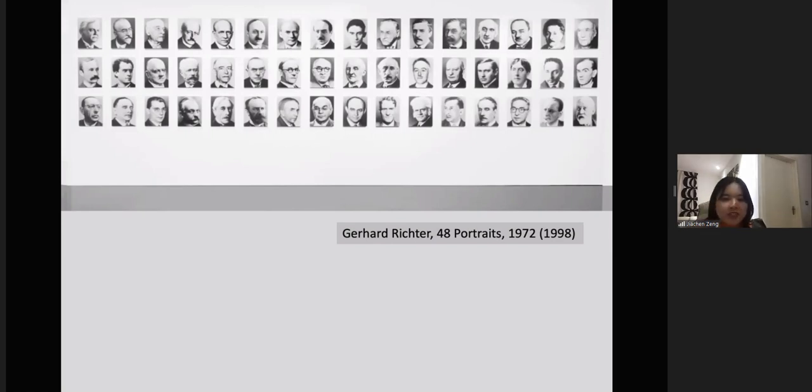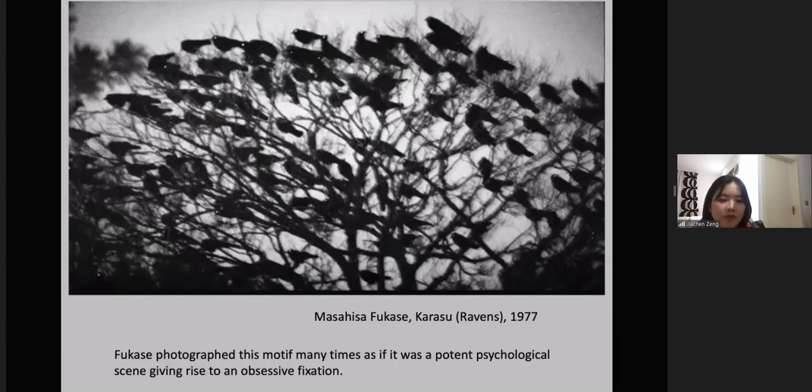Okay. Gerhard Richter, 48 Portraits, 1972-1998. Masahisa Fukase, Karasu, Ravens, 1977. Fukase photographed this motif many times as if it was a potent physiological thing, giving rise to an obsessive fixation.